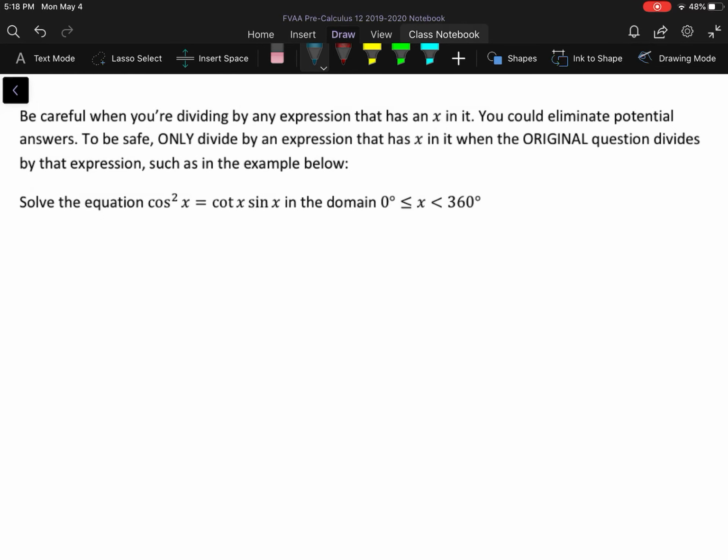So let's do another example here. We want to solve the problem cos 2x is equal to cotangent x times sine x. Again, here I'm looking for a domain of 0 to 360, so my solution should be in degrees instead of radians. First thing I always want to do is turn everything into sines and cosines in order to simplify this.